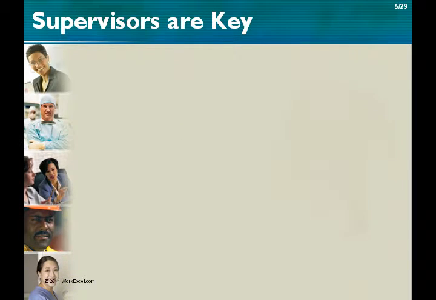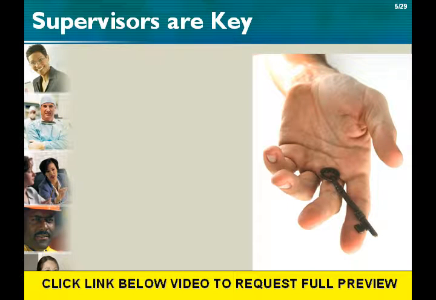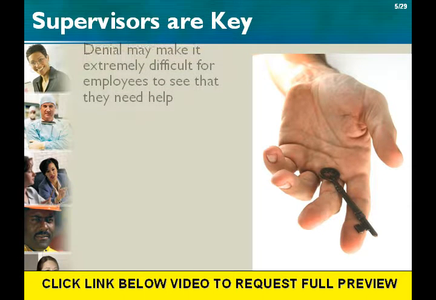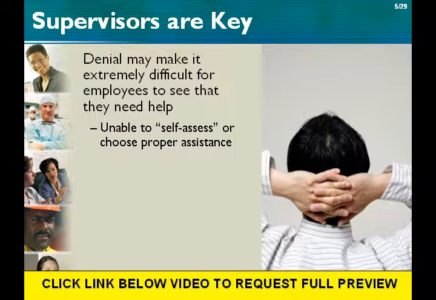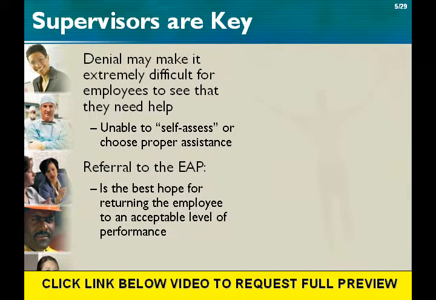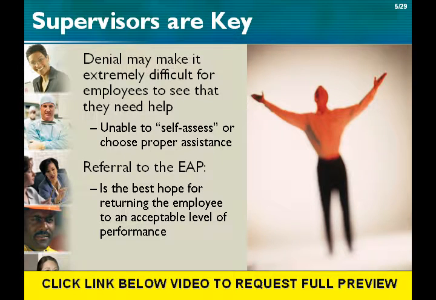It's often said that supervisors are key to the success of employee assistance programs. This is because employees may have personal problems fueled by denial that make it extremely difficult for them to see that they need help. When symptoms of a personal problem interfere with performance, an employee may be unable to self-assess and may be even less able to choose proper assistance. Ultimately, a supervisor referral to the EAP based on job performance problems provides the best hope for returning the employee to an acceptable level of performance and avoiding the loss of a worker along with associated turnover costs.